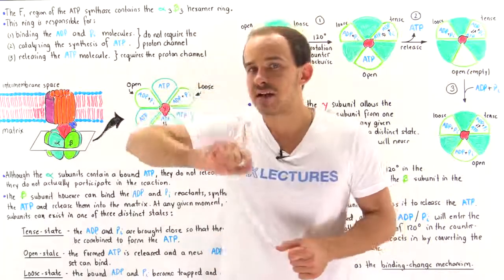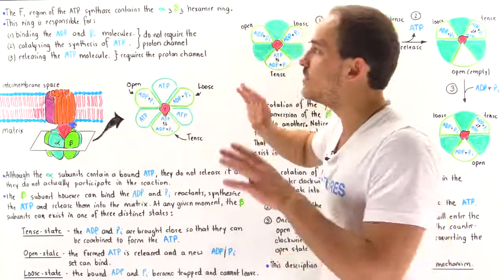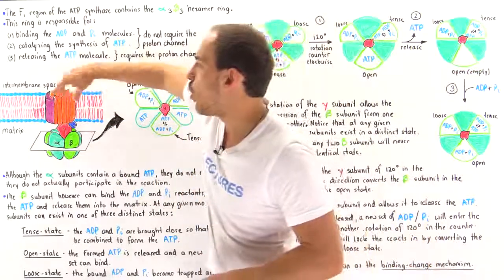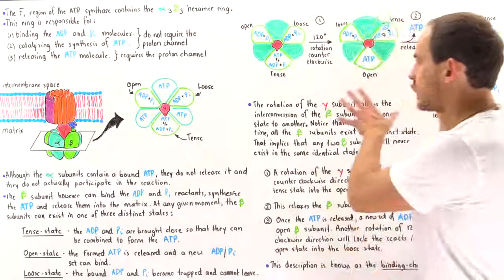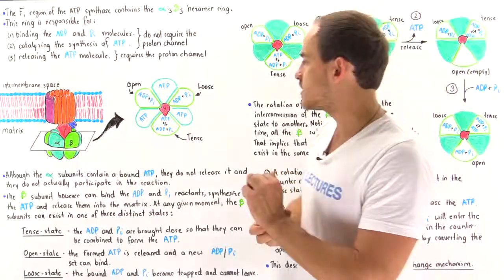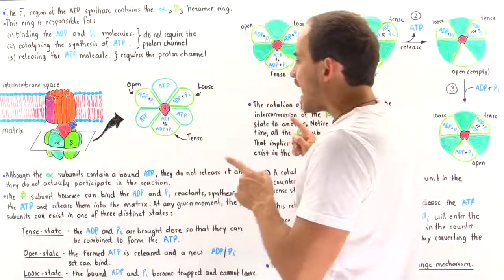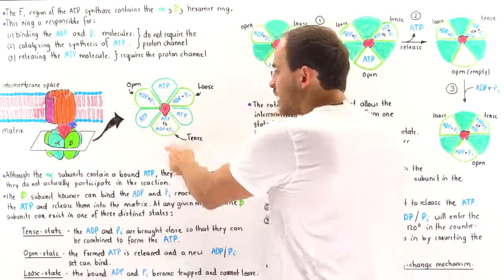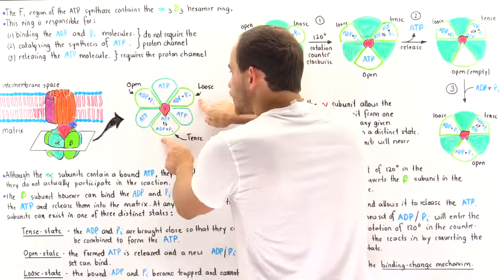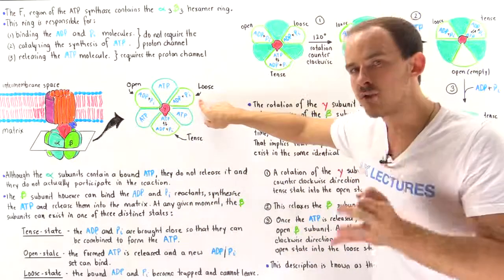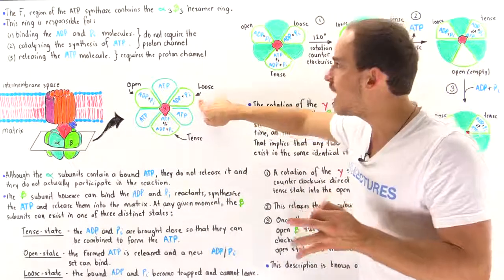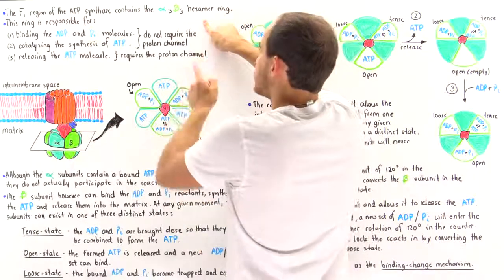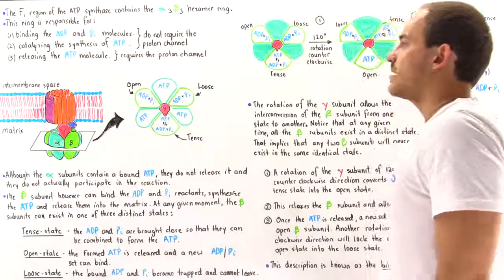They're the ones that catalyze the synthesis of the ATP, and they're the ones that release those ATP molecules once a rotation actually takes place, as we'll see in more detail in just a moment. In fact, notice that we have three different conformations. That is, the beta subunits can exist in one of three different states, and that's because we have three different reactions that have to be carried out by this alpha-3 beta-3 hexamer.